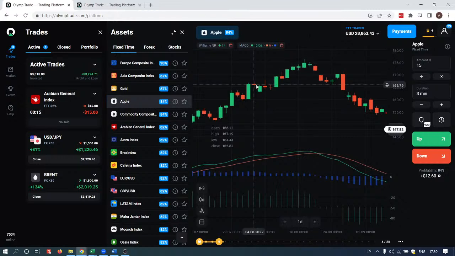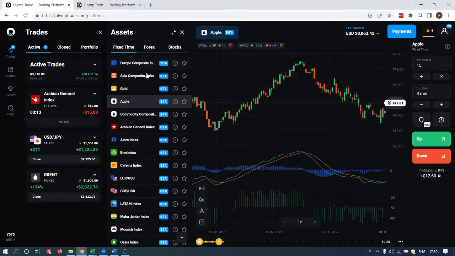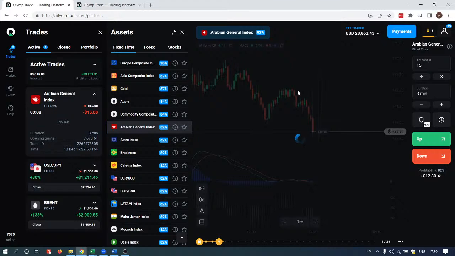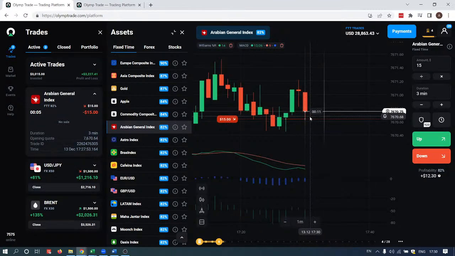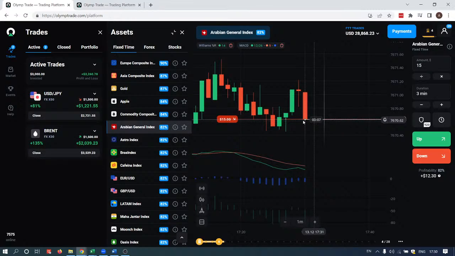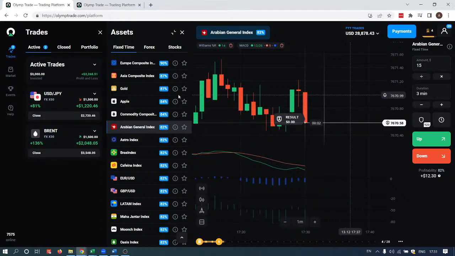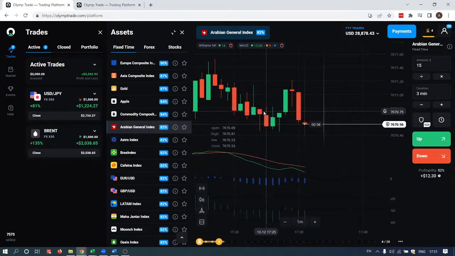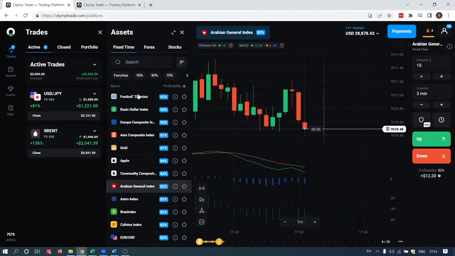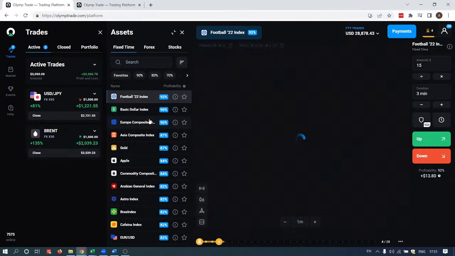Doji is a pattern of indecisiveness from the chart. The price has not decided where it will go next. It's more like a reversal sign for the price. Usually the price goes down after an uptrend, and on the contrary, the price goes up after a downtrend.